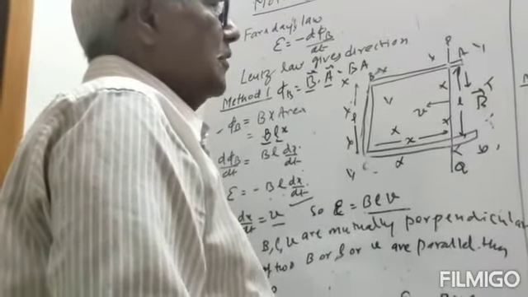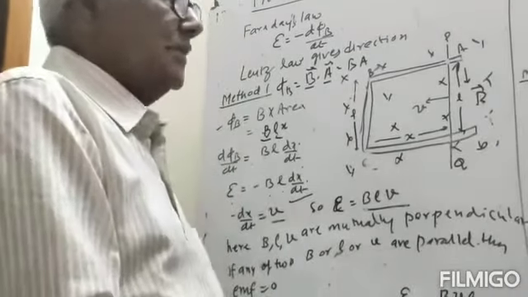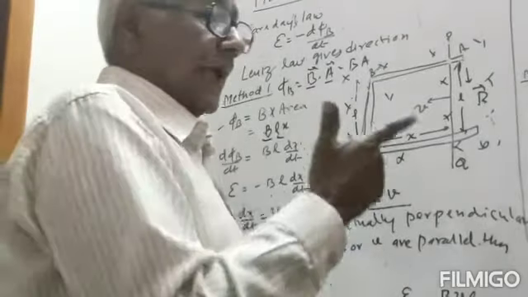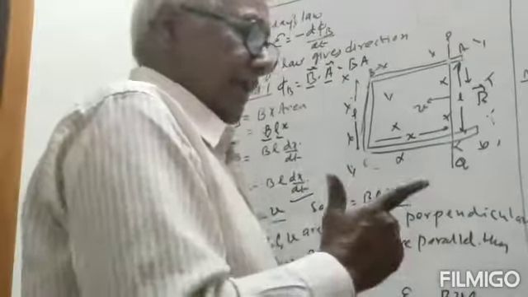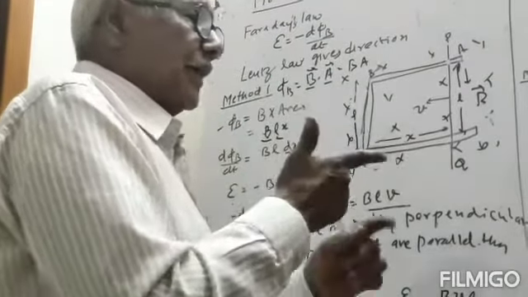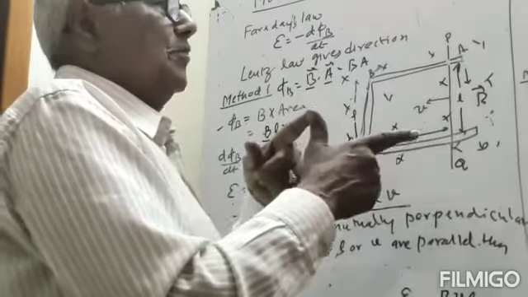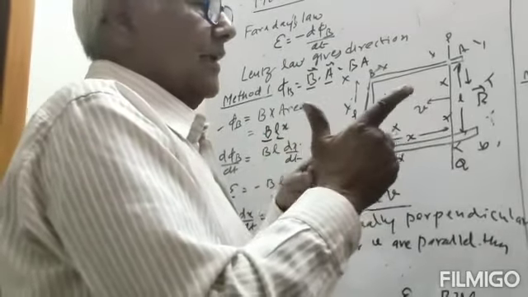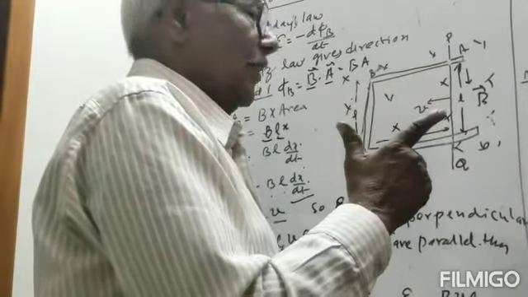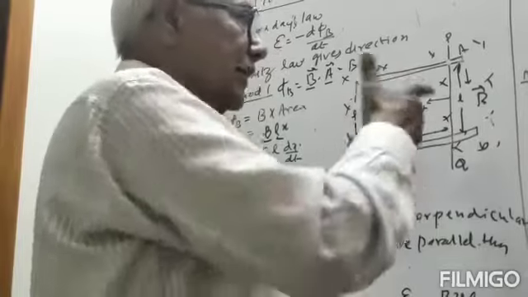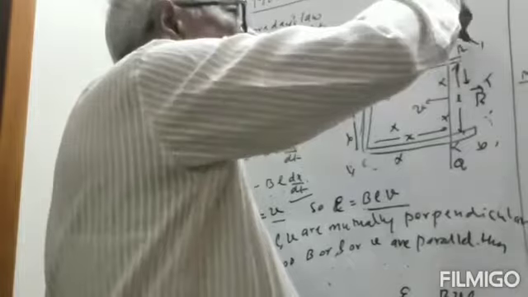Let me once again repeat, what is Fleming's right hand rule? According to Fleming's right hand rule, if we stretch the forefinger, central finger and thumb mutually perpendicular to each other, then if the forefinger represents the direction of magnetic field, and the thumb represents the velocity, then the central finger will give the induced current. So here B is in this direction, so the induced current will be from P to Q.